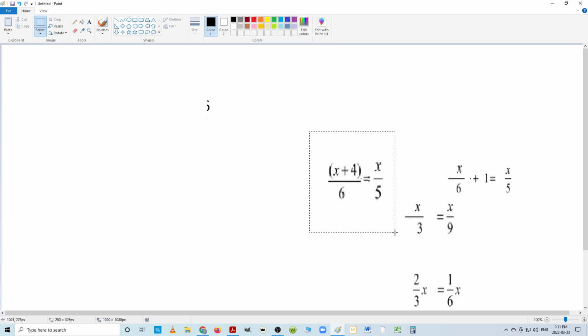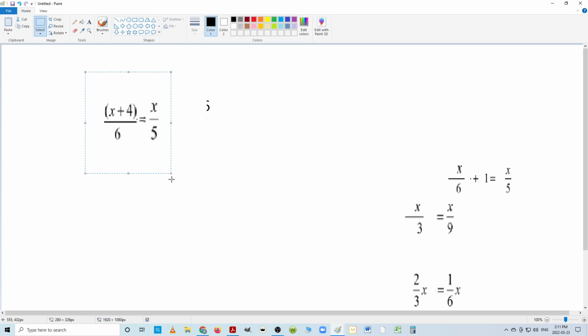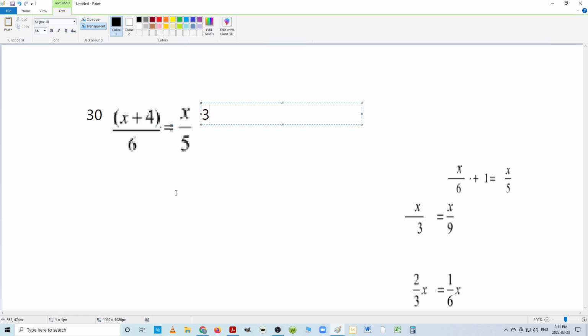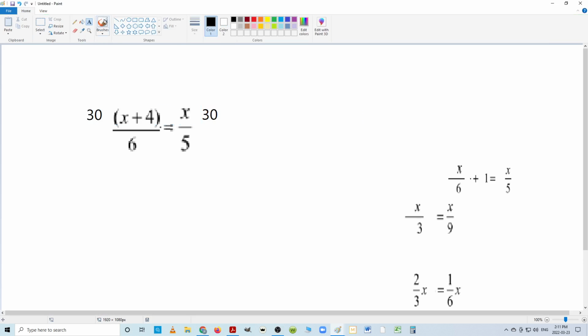Sometimes you'll have even weirder situations like this. Same thing, I'm going to multiply both sides by, what's the number when they multiply together? 30. Sometimes I'll find a smaller number, but in this case, it's 30. And immediately I say, what's 6 divided by 30? It's 5.